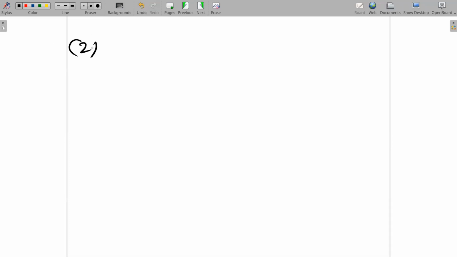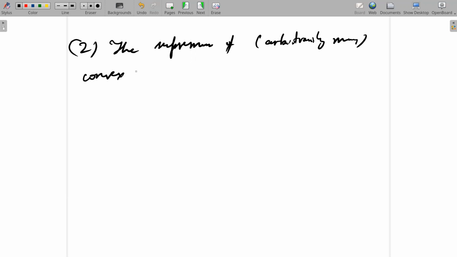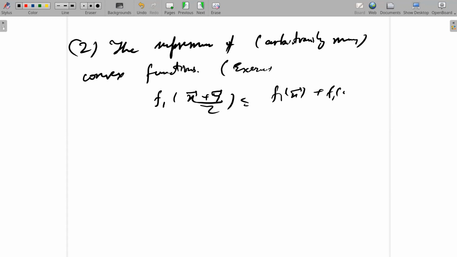And the second thing one has to keep in mind is that the supremum of arbitrarily many convex functions is again convex. I'll leave this as an exercise for your assignment. If you start with just two convex functions, the whole point will be essentially that you have f1 of (x plus y) over 2 is less than or equal to (f1 of x plus f1 of y) over 2. By the way, this is also an equivalent definition of convexity.